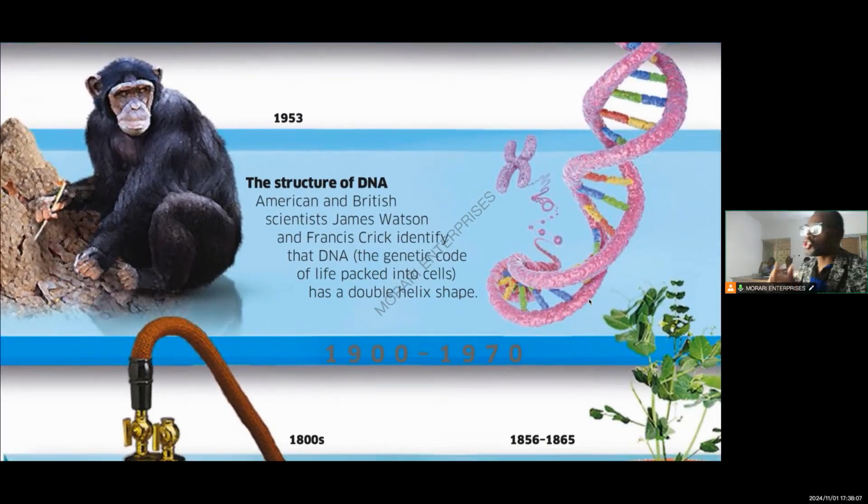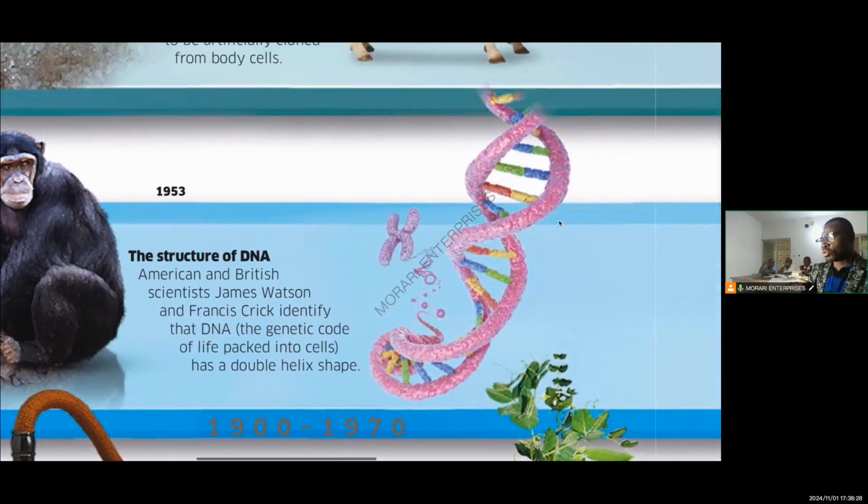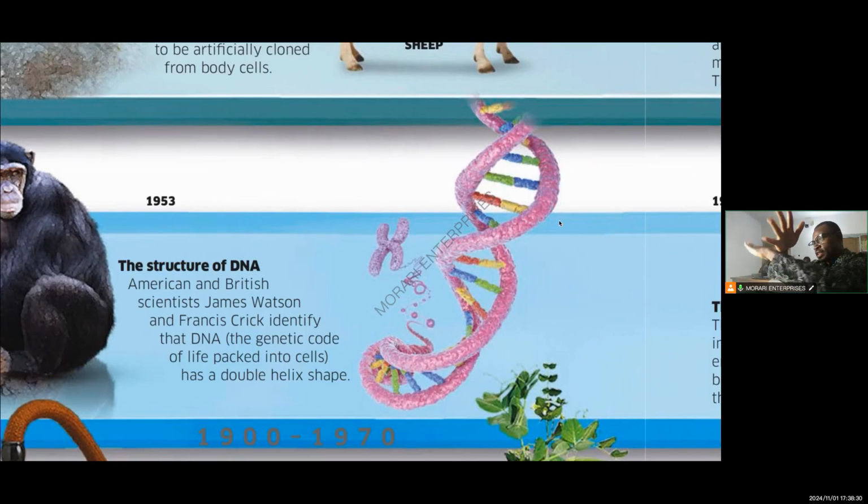Let's see, what about the structure of DNA? American and British scientists James Watson and Francis Crick identified that DNA, the genetic code of life packed into cells, has a double helix shape. What is a helix? A spiral. So it's a double spiral, where the other one is crossing like this, see? This shape is called a helix or spiral. They discovered that DNA has this shape.